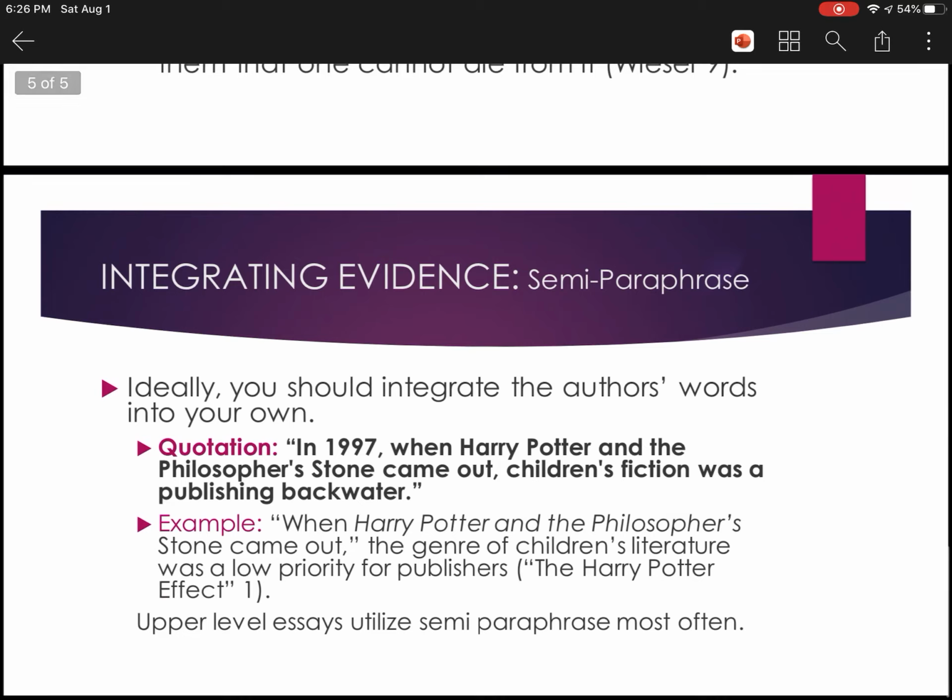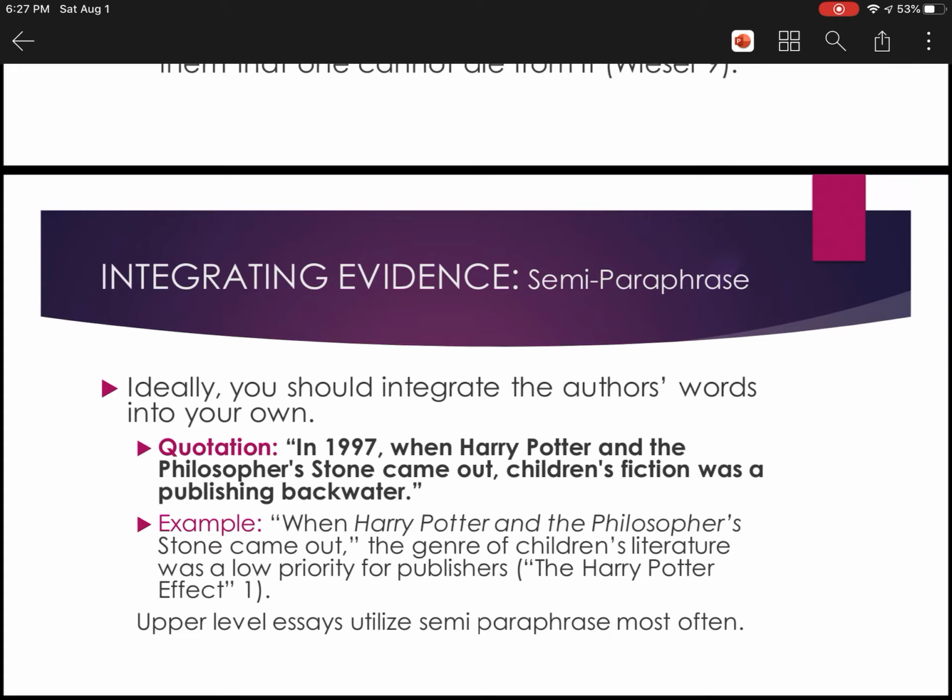And the third method is what I call the semi-paraphrase, and this is the one that I use most often and what I think more sophisticated writing uses, because it creates such a beautiful fluency. It's basically saying that you integrate the author's words and your own, so it's a combination of directly quoting and paraphrasing. Again, I have a quotation, but for my example, I've quoted the first part where it says, "when Harry Potter and the Philosopher's Stone came out," and then I've paraphrased the rest, which says the genre of children's literature was a low priority for publishers.